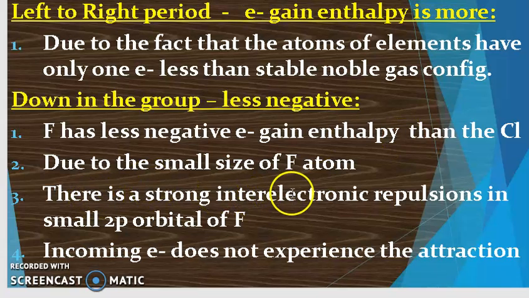Why is it? Because there is inter-electronic repulsion in the small 2p orbital of F, that means fluorine. You know the electronic configuration of fluorine is helium 2s2 2p5, right? So in the 2p orbital there is a strong inter-electronic repulsion happening. There are three types of repulsion that you know: lone pair repels lone pair, lone pair repels bond pair, and bond pair repels bond pair. Inter-electronic repulsion means that within the atom the electrons repel.